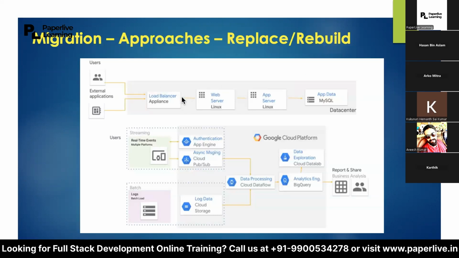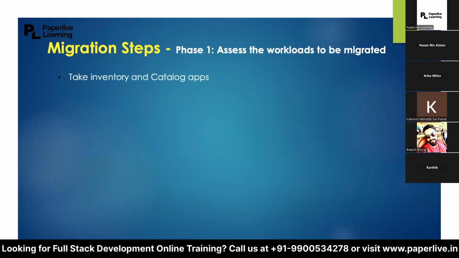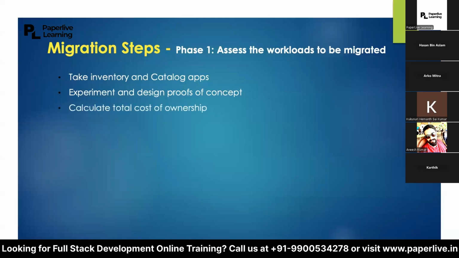I'm talking about one application. When it comes to 100, it is different. Again, the process is the same, but at a larger scale. Assess the workload means taking inventory and a catalog of the application. Then experiment and design a proof of concept test. First you need to understand that application, how big it is, how many users. This is the area where every organization does it in their own way.